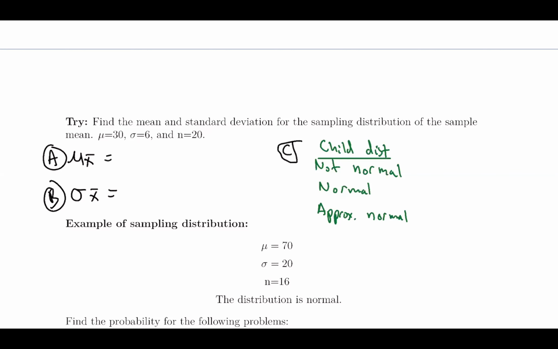So to check to see if it's approximately normal, you have to check the central limit theorem. The central limit theorem says if n is greater than or equal to 30, it's approximately normal. So if you look, my n is 20. 20 is smaller than 30. So the central limit theorem does not apply here because my sample size is not big enough. Since my sample size is not big enough, you would say that the child distribution is not normal. And that's it for that problem. Okay. Any question in regard to that problem?